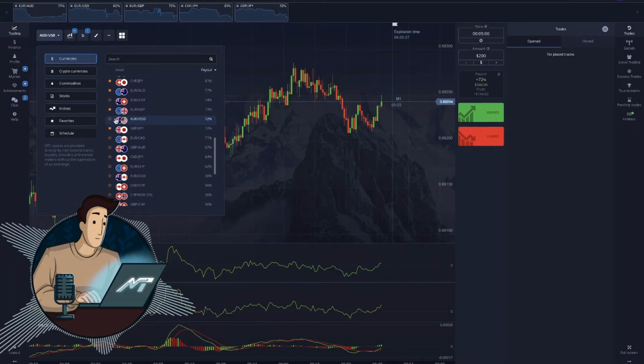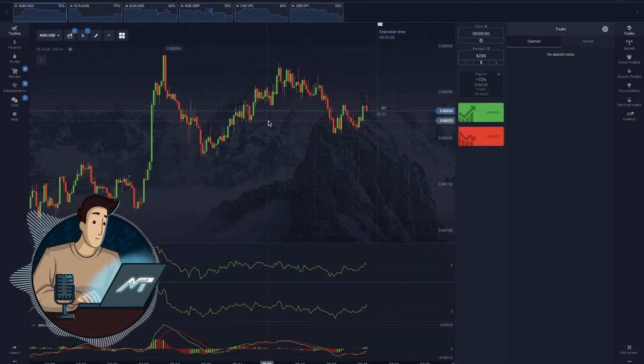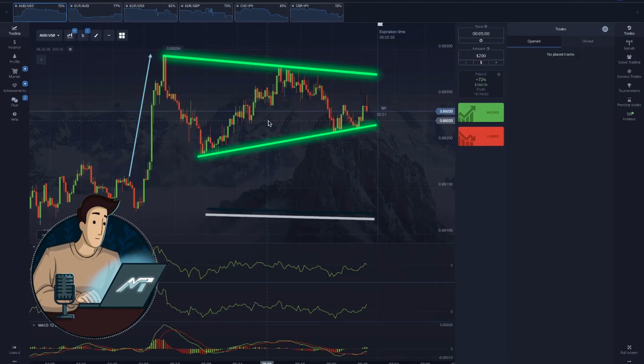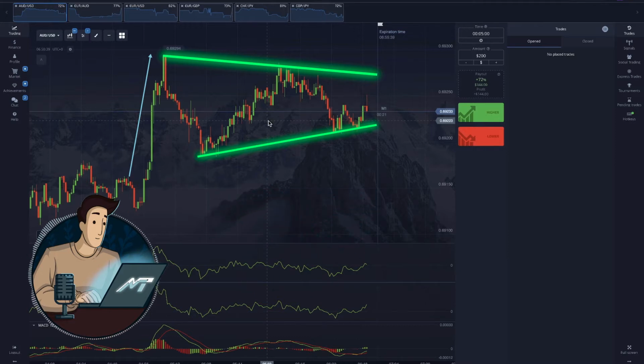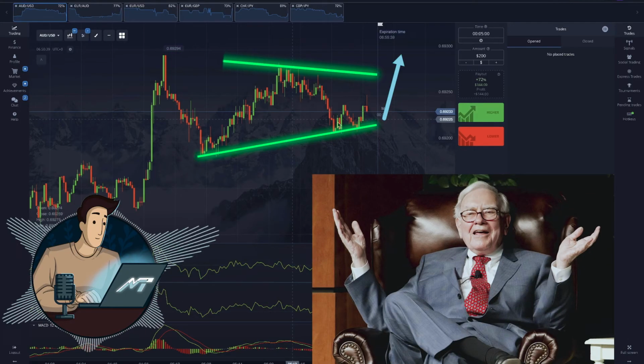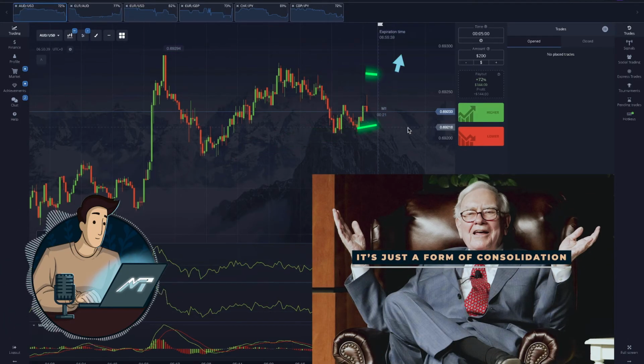Here, we see almost an opposite situation. The market's trading in an uptrend with a continuation pattern. A symmetrical triangle. I guess you can say why it's called that way, just by the way it looks. And yes, it's a continuation pattern, as I already mentioned, meaning that the price is likely to continue going up. As my old man used to say, it's just a form of consolidation.